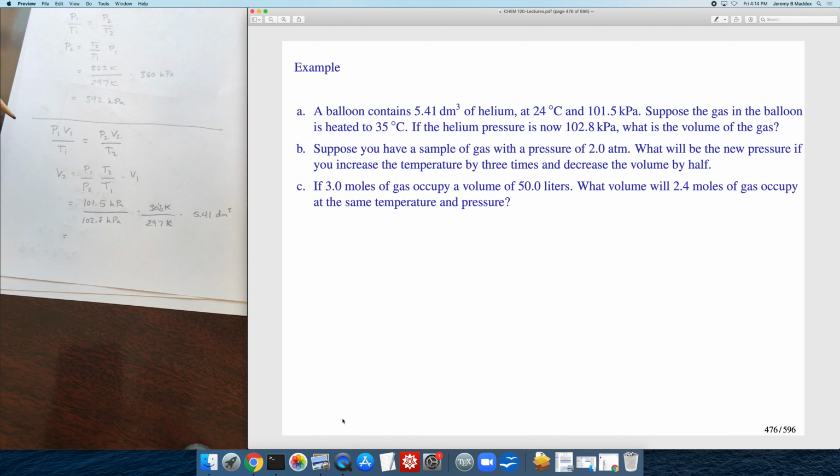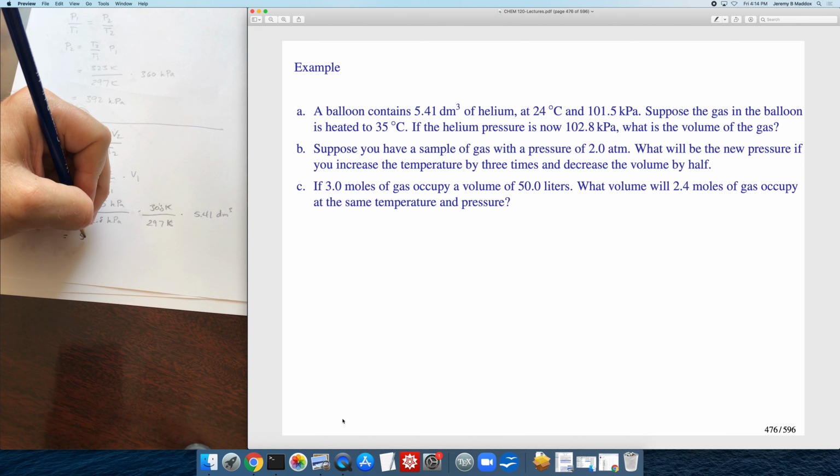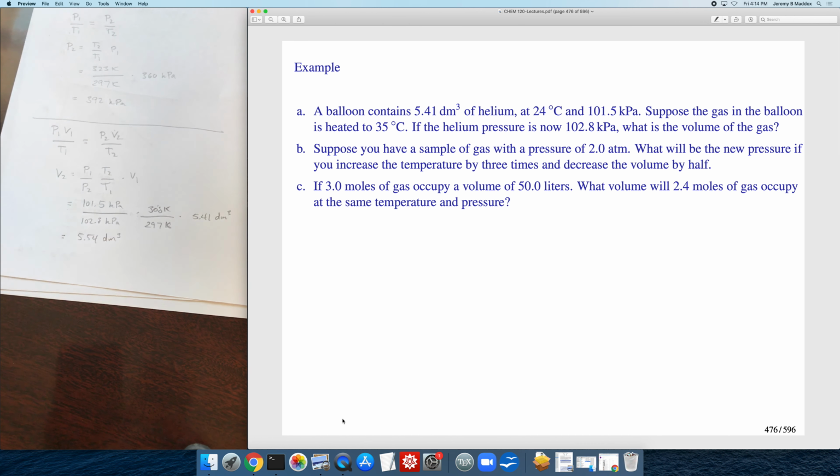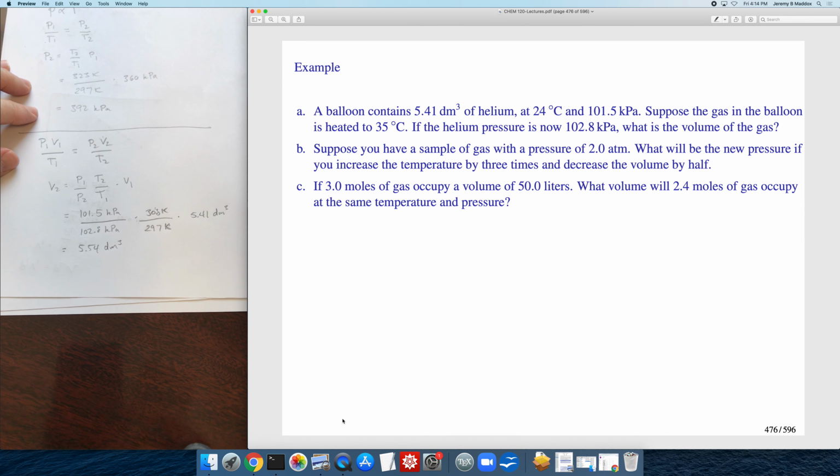I'm getting 5.54 cubic decimeters. So this is an example illustrating the combined gas law.